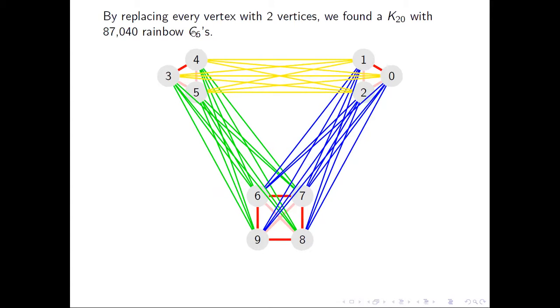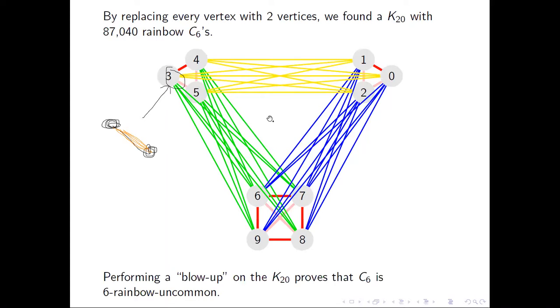The nice thing about this graph is that we can actually take this, and if we replace each vertex with 2 vertices, so for example, take this vertex right here, imagine us splitting it into 2 vertices connected by a 6 color, then we create a K20 graph that has 87,040 rainbow C6 subgraphs. And doing a blow up on that allows us to prove that C6 is 6 rainbow uncommon. So we kind of get a nice 2-for-1 with this graph.